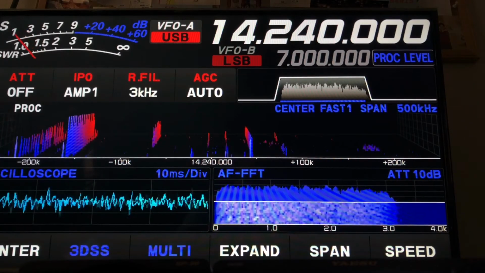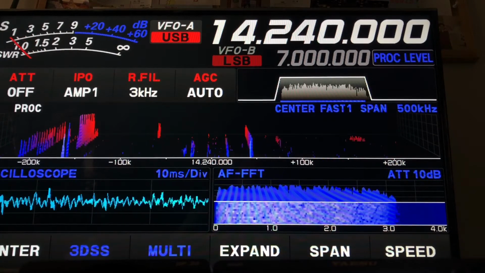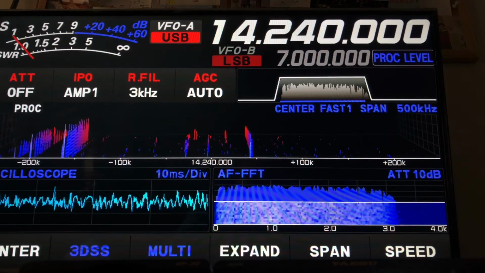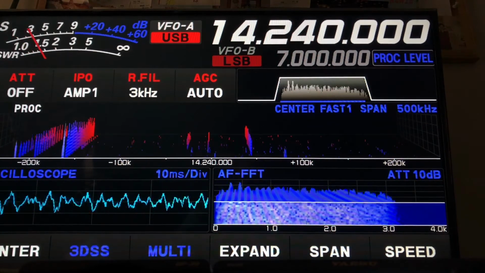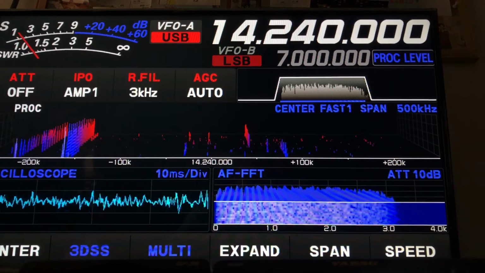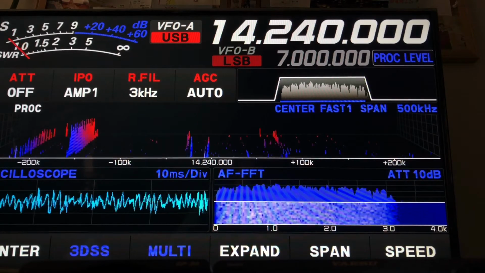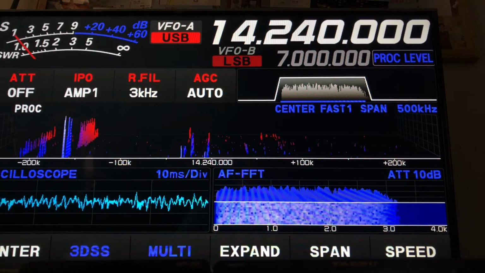We're looking right now at my 32-inch Samsung monitor that is displaying the screen of the FTDX10. I'm using the FTDX10 primarily because of the graphic that it has up there in the upper right. So let's listen a minute. There's a weak station out there.